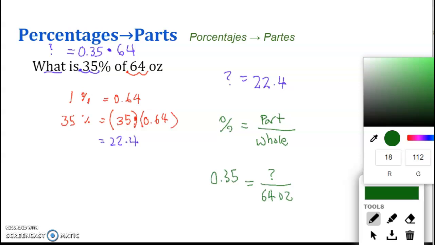So again, how do I figure out what this question mark is? Well, solving algebraically, if I change this to x divided by 64, and that's just the unit, 64 is going to be equal to 0.35. How do I get rid of this divide by 64? I multiply both sides by 64. So in this case, x, the question mark, is 64 multiplied by 0.35, which is exactly what we did in all the other ways. So that's going to be 22.4.